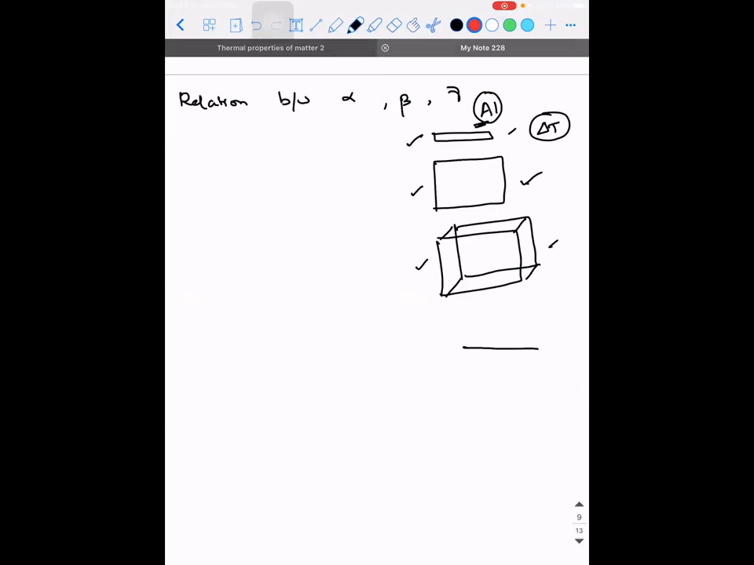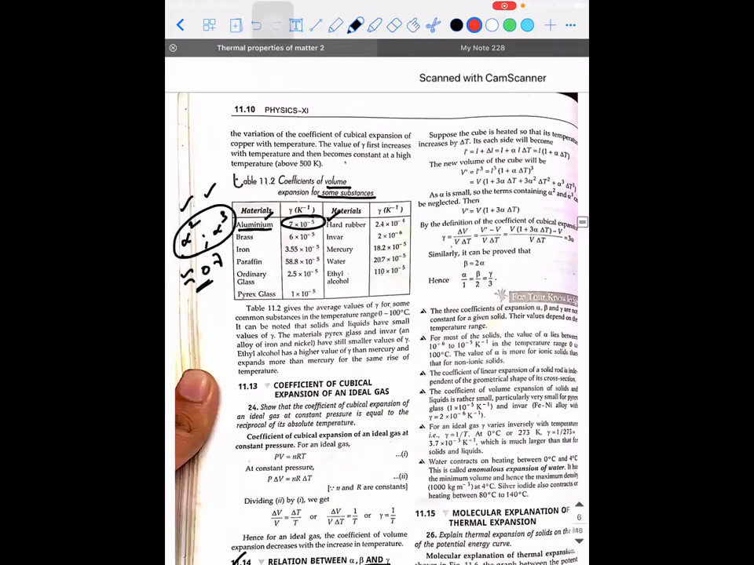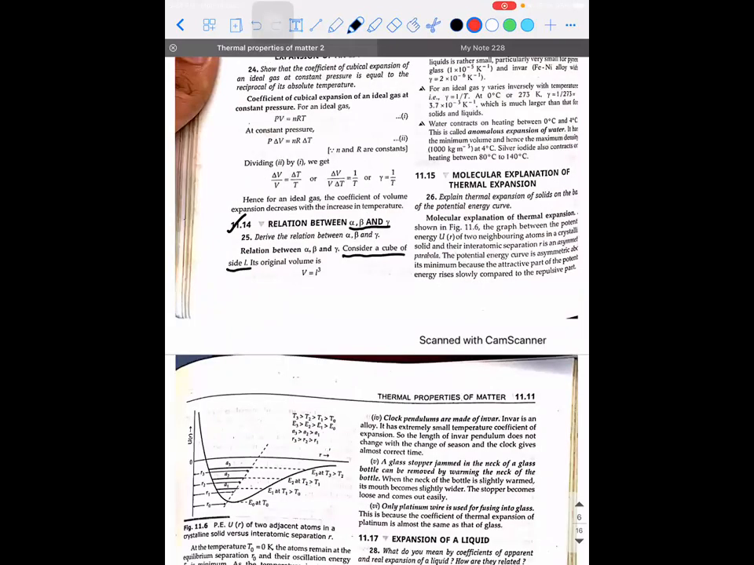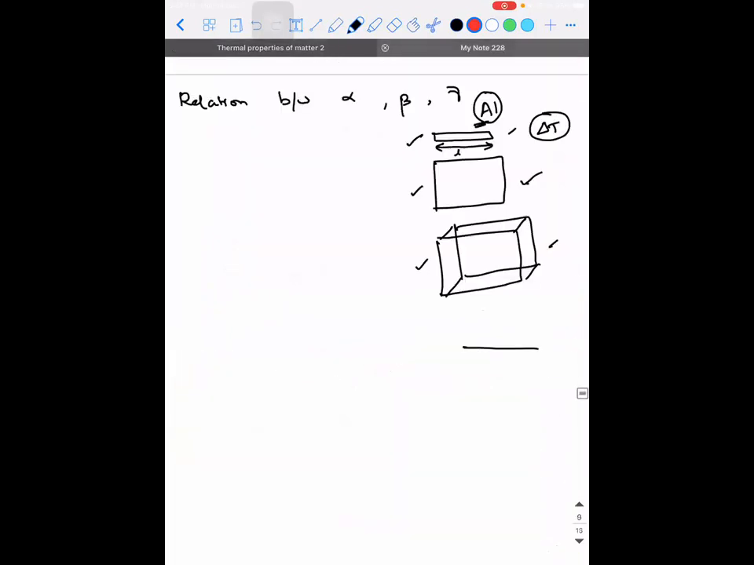So, if I take a rod of length L, then see, these are all the conditions. Consider a cube of side L. Okay. So, what I'm trying to say, if I take a cube of side L, then for the cube, there are 3 dimensions. That is, the cube will have length, the cube will have area, and the cube will have volume also. Right.